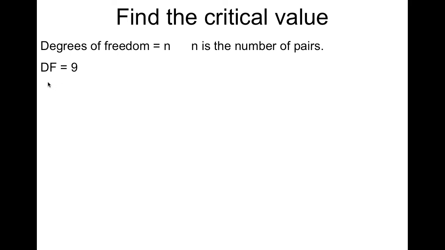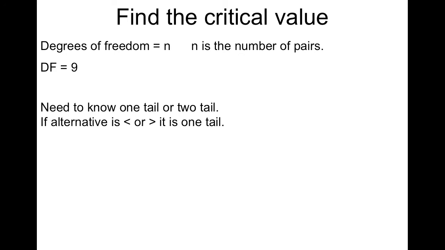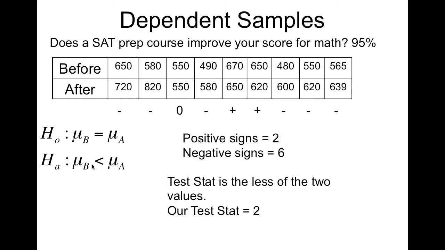You also have to know if we are looking at a one-tail or two-tail test. The way you want to determine if it's one-tail or two-tail is you look at the alternative. If the alternative is less than or greater than, it's one-tail. If the alternative is not equal to, it is a two-tail test. So the alternative is very important to get correct. It tells you one-tail or two-tail. So if we go back again, our known alternate, we had less than. So we're going to be looking at a one-tail test.